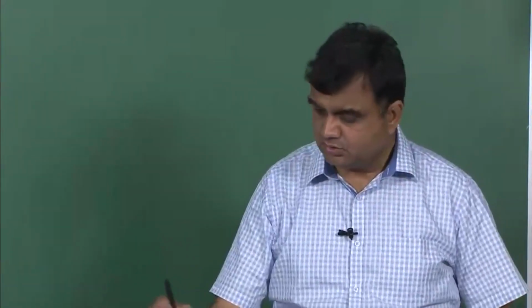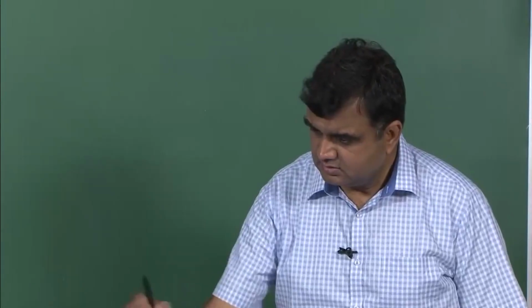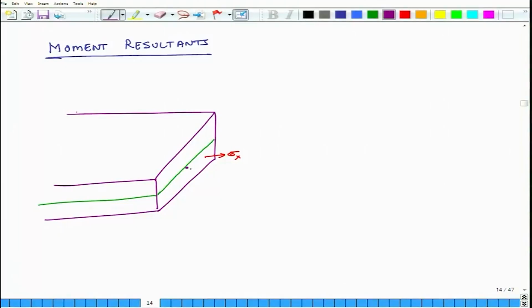Okay. So, we call this moment mx. Suppose this is my x axis. If it tries to bend upwards, we call it positive mx. This is positive mx. Okay. And x, what does it represent? x represents the normal on the plane on which it is acting.